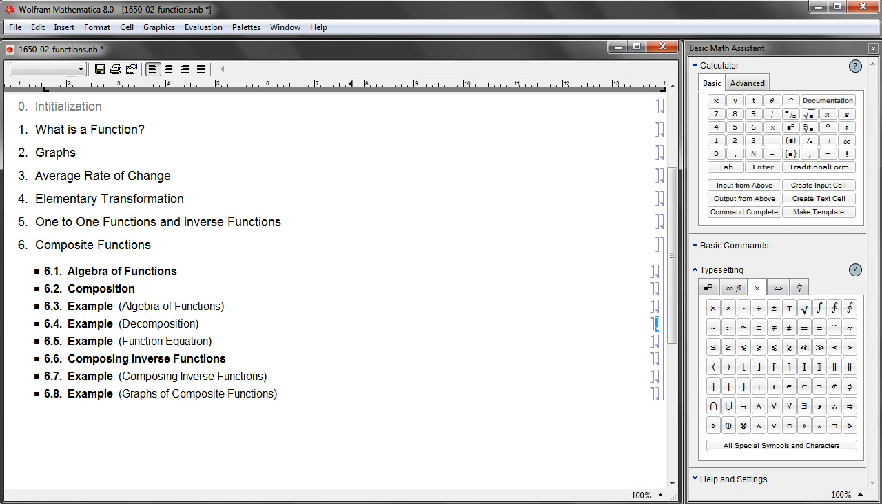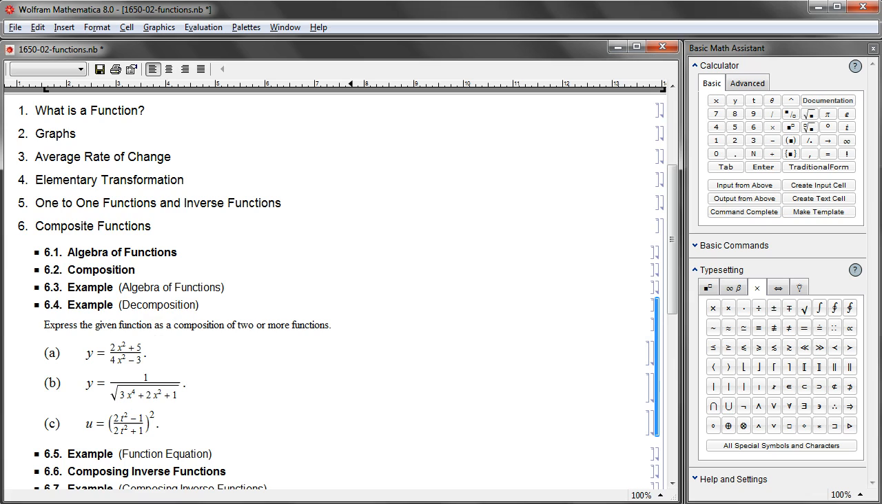Now let's consider a little bit tougher example, getting a little bit warmer. Let's go backward. Given a complicated algebraic expression, let's express it as a composite function. How about the first problem? Y equals 2x plus 5 over 4x squared minus 3.